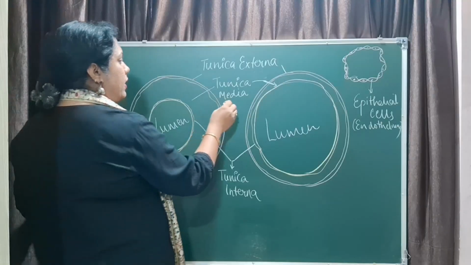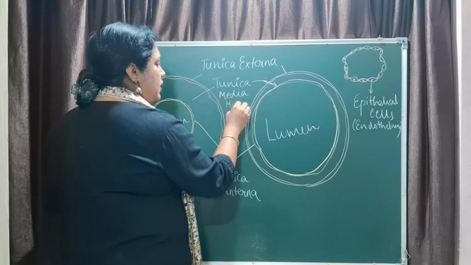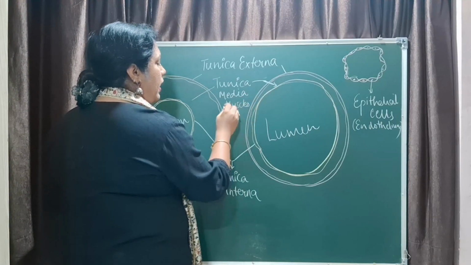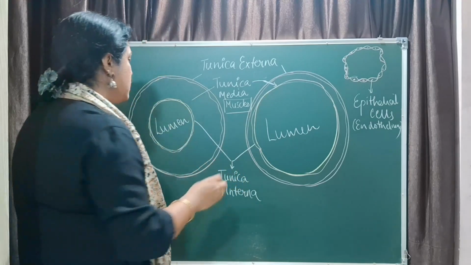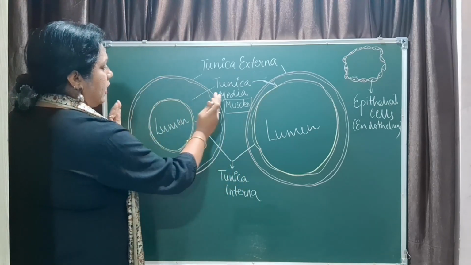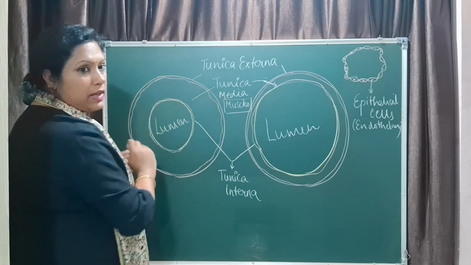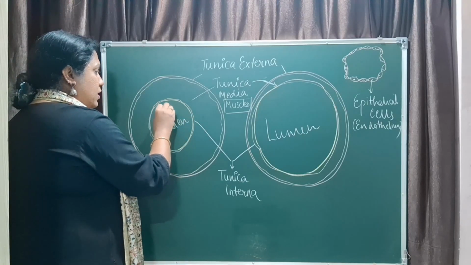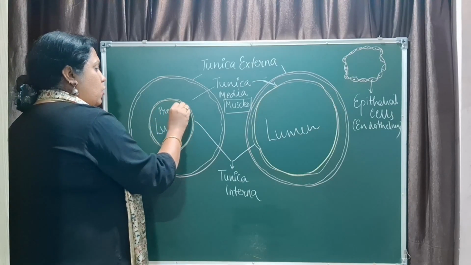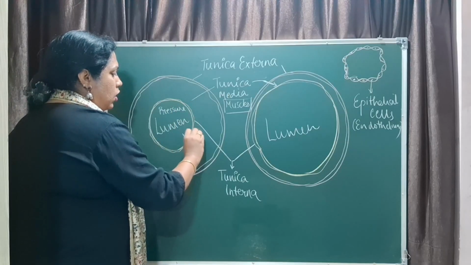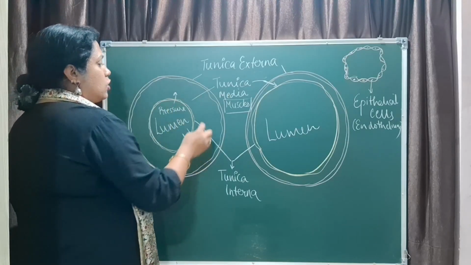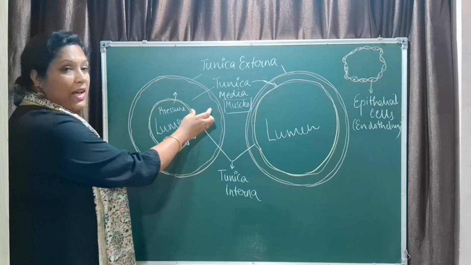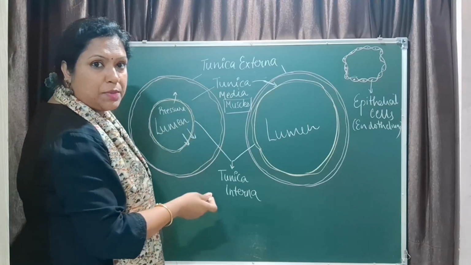Tunica media contains muscles, basically the smooth muscles, and elastic fibers, which provide it an ability to contract and relax. Now, why is this important? Because blood flows under pressure in the arteries, which is exerted on the walls of the arteries. So, the walls of the arteries should be elastic enough to withstand that pressure.